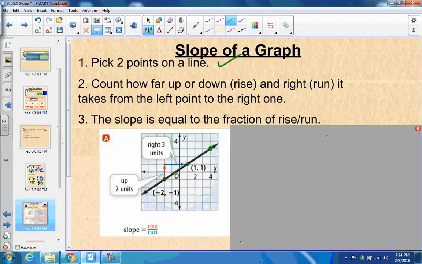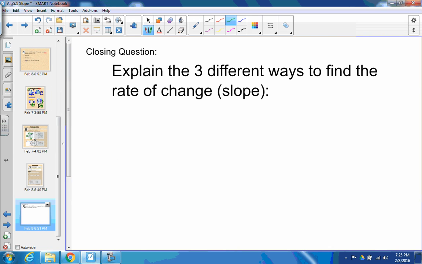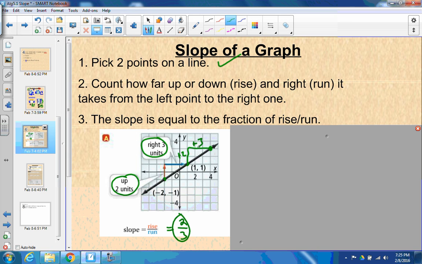Next, count how far up or down, so the rise, in this case we're going up, and right, the run, it takes from the left point to the right point. So if we go from left to right, we're going up 2 units, and we're going right 3 units. So those are both positives if you're going up and right. So the rise would be 2, the run would be 3, and that would be your slope, rise over run. Let's see this one. Up 2, over 3. So that would still be 2 over 3.